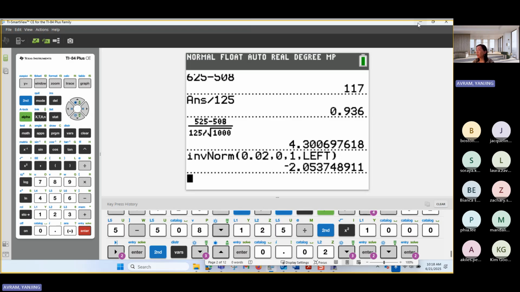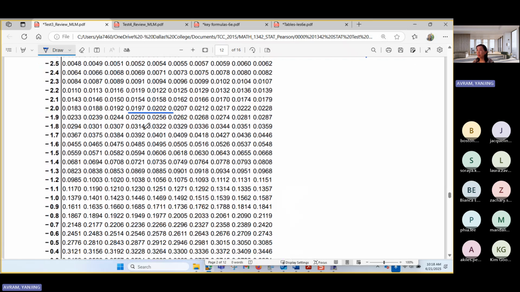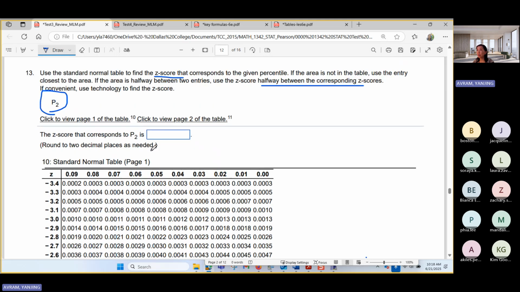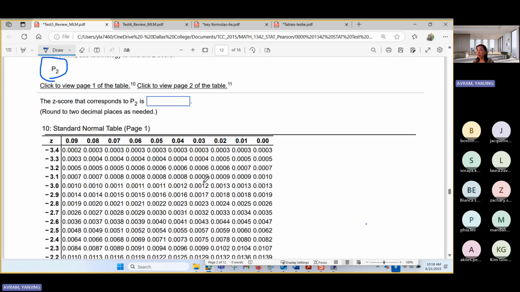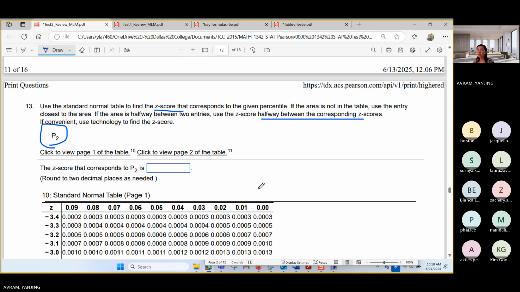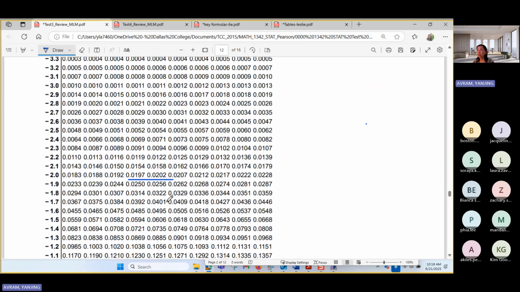So that is how you find the inverse norm using the calculator, because sometimes it probably takes a little bit of time for people to figure this one out, right? So you can use the table, you can use the calculator. It really doesn't matter. Personally, I really like to use the calculator, because that way I don't have to go find anywhere in the middle.